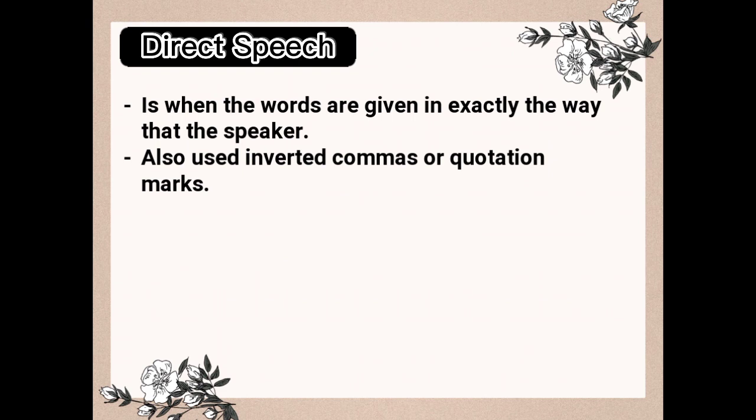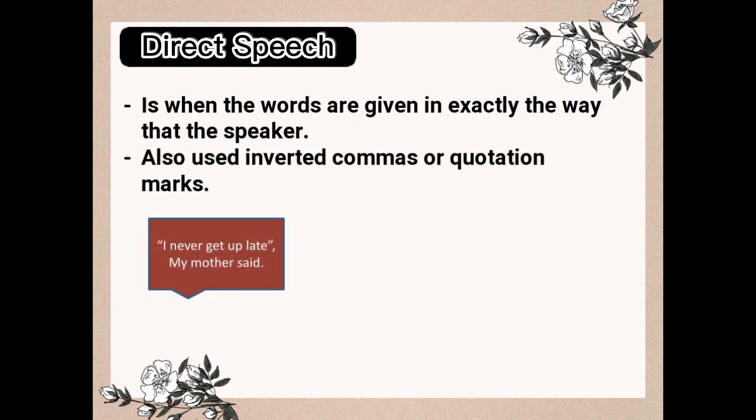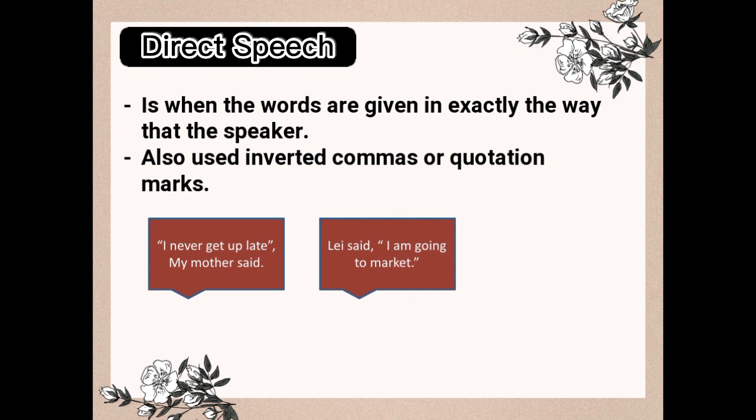Direct speech is when the words are given in exactly the way that the speaker used them, in inverted commas or quotation marks. So the direct speech is like word by word. And mostly the sentence or direct object is reproduced in speech marks such as quotation marks or inverted commas. For example, I never get up late, my mother said. Second, Lay said, I am going to market. Then she said, I saw him. So as you can see, there are quotation marks and inverted commas.